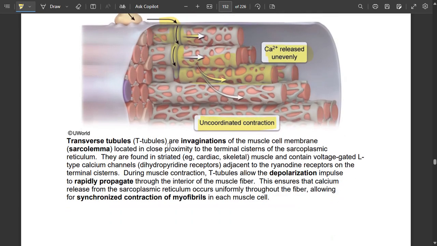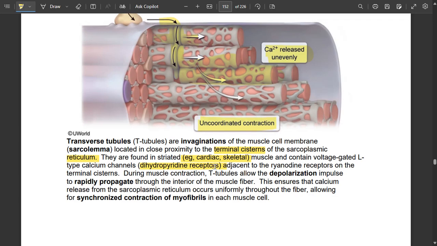So transverse tubules, or T tubules, are invaginations of the muscle cell membrane, the sarcolemma, located in close proximity to the terminal cisterns of the sarcoplasmic reticulum. They are found in striated muscle, that is cardiac and skeletal muscles, and contain voltage-gated L-type calcium channels, the dihydropyridine receptors. The dihydropyridine receptors are present adjacent to the ryanodine receptors on the terminal cisterns.